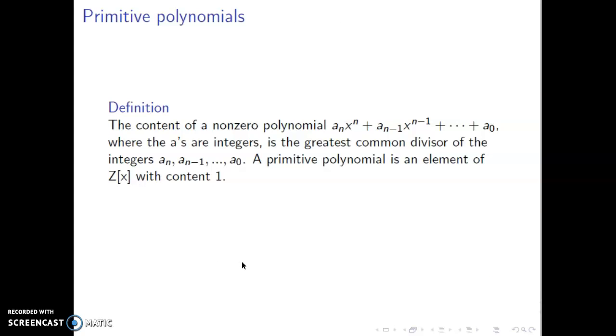Next, we define primitive polynomials. The content of a non-zero polynomial a_n x raised to n plus a_(n minus 1) x raised to n minus 1 and so on up to a_0, where the a's are all integers, is the greatest common divisor of the integers a_n, a_(n minus 1) up to a_0. A primitive polynomial is an element of Z of x with content 1. In other words, a primitive polynomial is a polynomial such that the GCD of all the coefficients is 1.